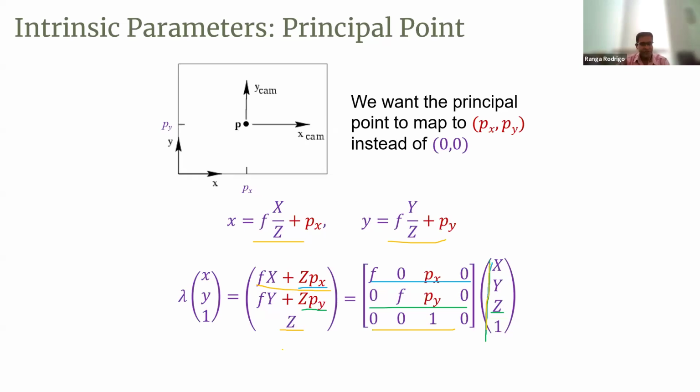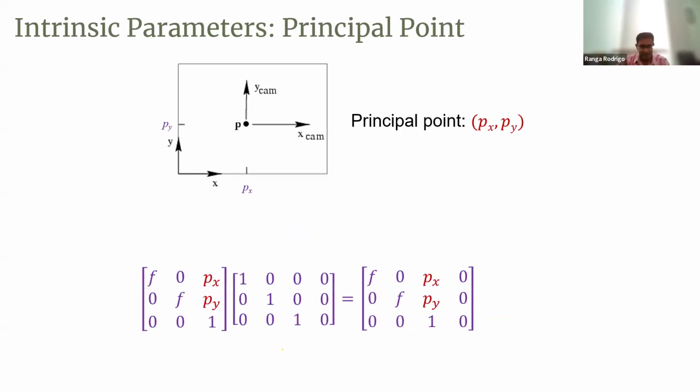So incorporation of the principal point, I hope, is clear. We can even write it like that. It's the same thing. You can see that because this is a 3 by 3 matrix, it can be multiplied with this 3 by 4 matrix, because these numbers have to be the same to be multipliable, right?